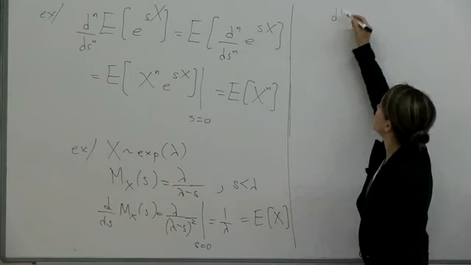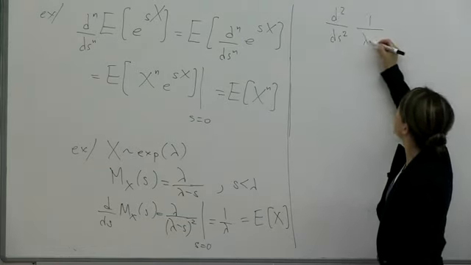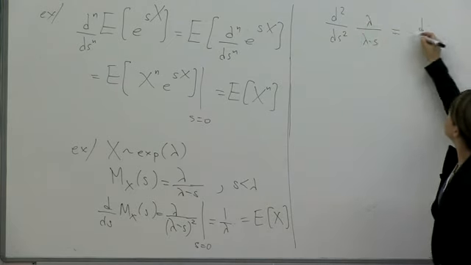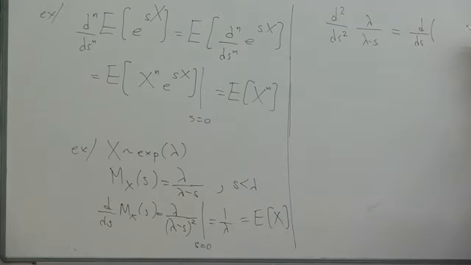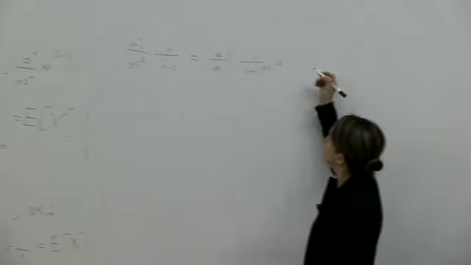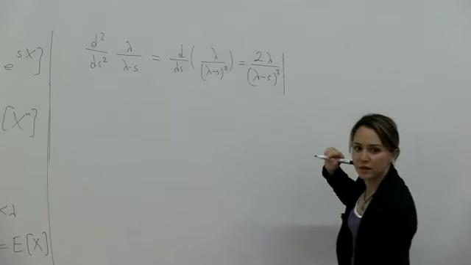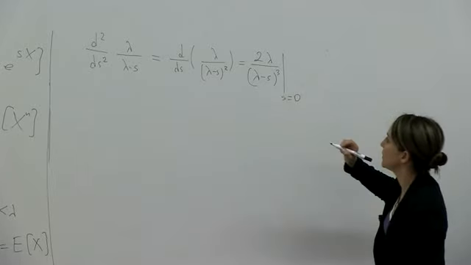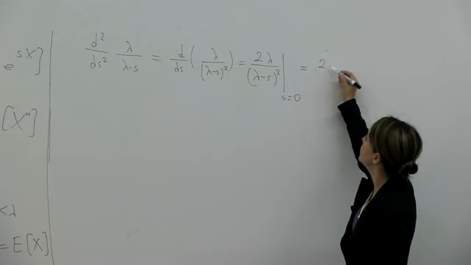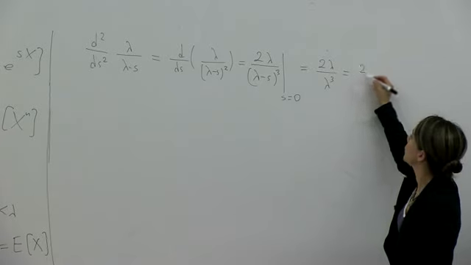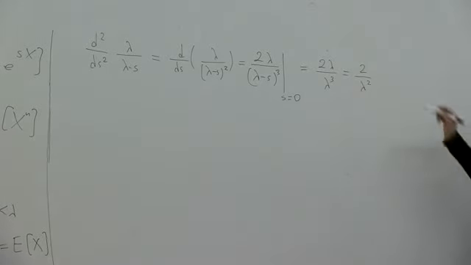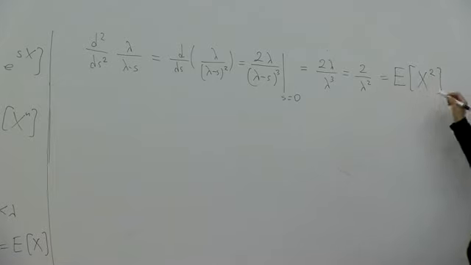Okay, how about differentiate once more? d squared by ds squared of lambda over lambda minus s is d by ds of lambda over (lambda minus s) squared, and we have 2 lambda over (lambda minus s) cubed. Let's compute the value of this at s equals 0. It gives us 2 lambda over lambda cubed, in other words, 2 over lambda squared. What is this? This is the second moment. This is the expectation of X squared, because I am computing the second derivative of the moment generating function at the value s equals 0.